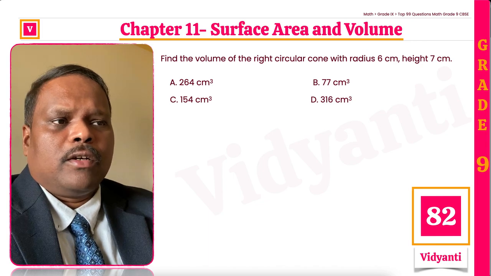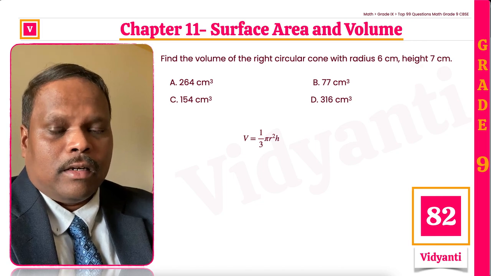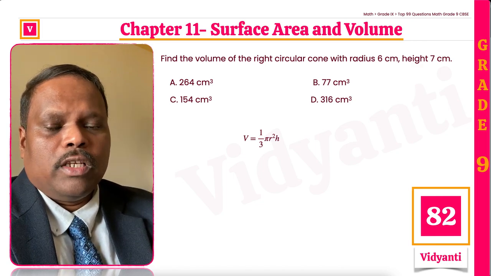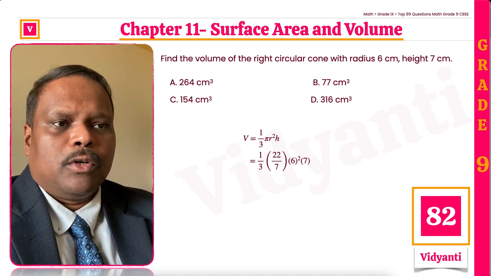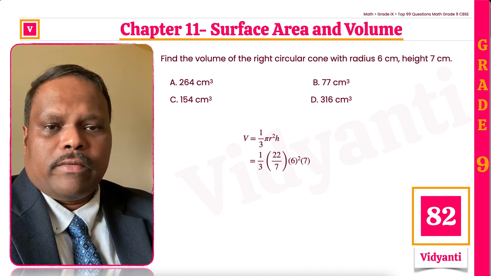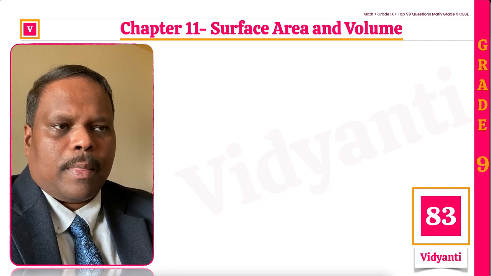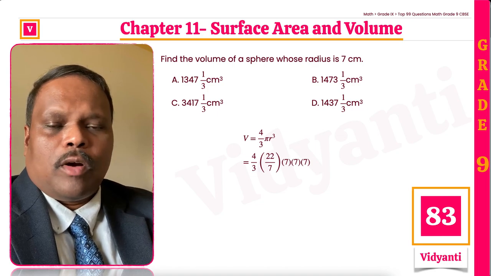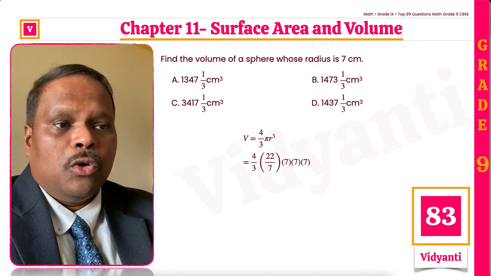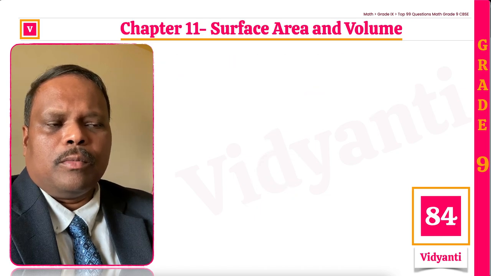Find the volume of a right circular cone. The volume of a right circular cone is 1/3 of the cylinder. Cylinder is pi r square h, cone is 1/3 of that, so 1/3 pi r square h, and it will be substituted with r as 6, height as 7. So the final answer will come after cancellation. It will come out to be 264 centimeter cube. Find the volume of a sphere whose radius is 7. Well, volume of a sphere is 4 by 3 pi r cube. We will substitute the values and we will get 1437 1/3 centimeter cube.